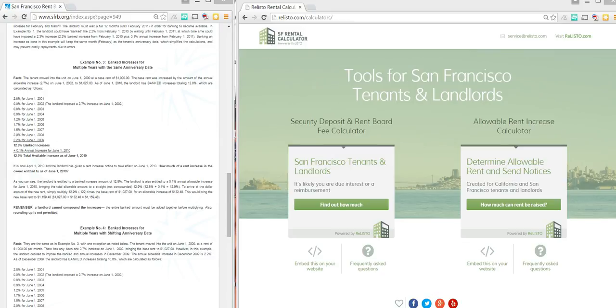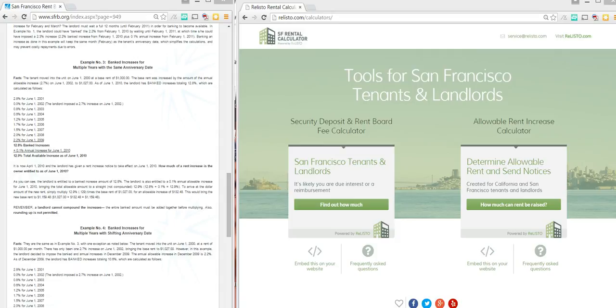Today we're reviewing Fact Sheet 7 as published by the San Francisco Rent Board. This is a document that not only instructs tenants and landlords on how rent increases work and the rules behind them, but also gives examples. And we're going to be going over some of those examples today in this series.